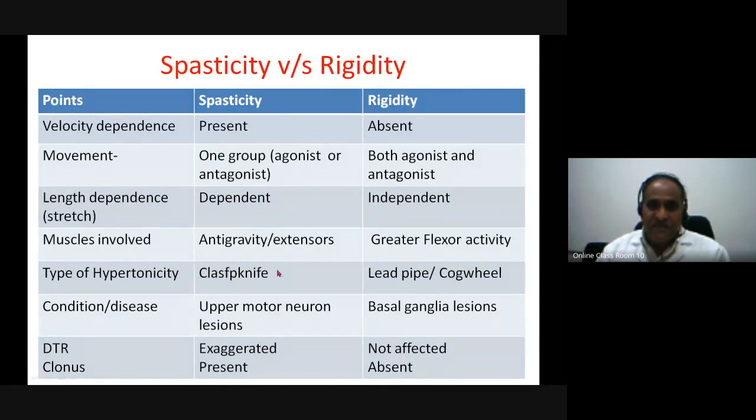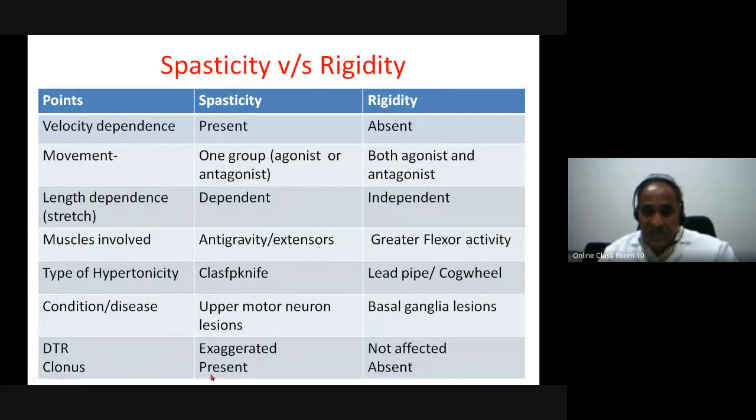It is a clasp-knife response in spasticity, and it is lead pipe or cogwheel in case of rigidity. And what are the clinical conditions that result in spasticity? These are upper motor neuron lesions, whereas in case of rigidity, it is basal ganglia lesions. Now, if you are looking at the tendon reflexes, they are exaggerated in spasticity. Tendon reflexes are not affected in rigidity.